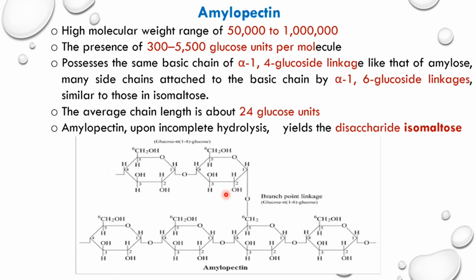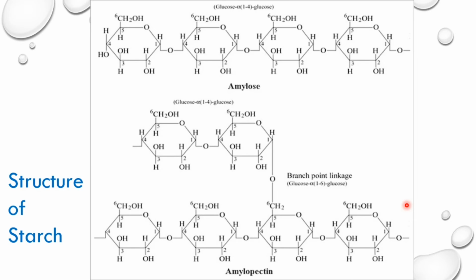Here the branching point linkage is alpha 1,6 glycosidic linkage. So the first carbon glucose alcoholic OH group is linked to the 6th carbon OH group. So alpha 1,6 glycosidic linkage is present at the branch point. So amylopectin has alpha 1,4 linkages as well as alpha 1,6 linkages. So you can imagine the complete structure of starch with amylose as well as the amylopectin units.